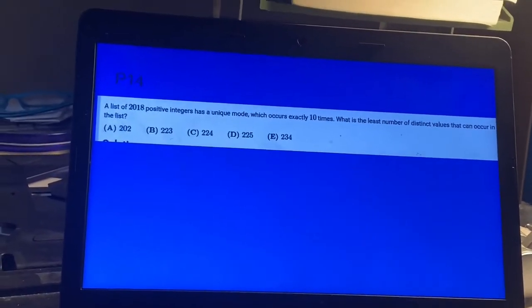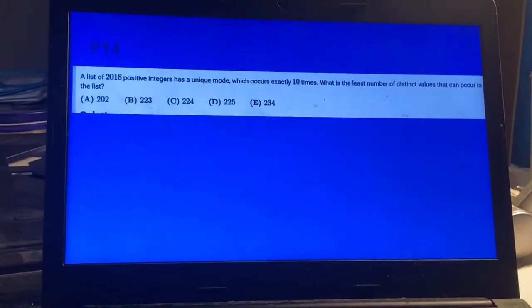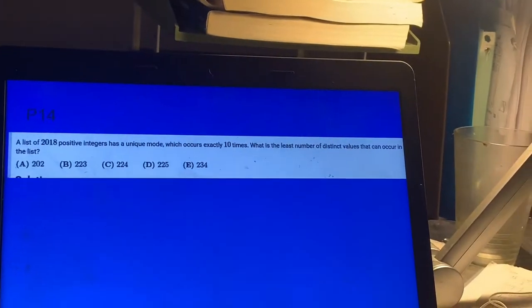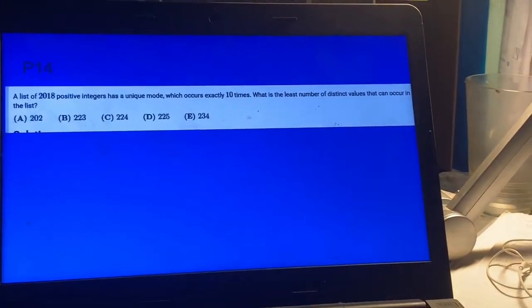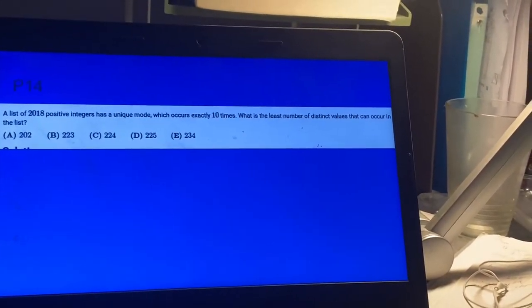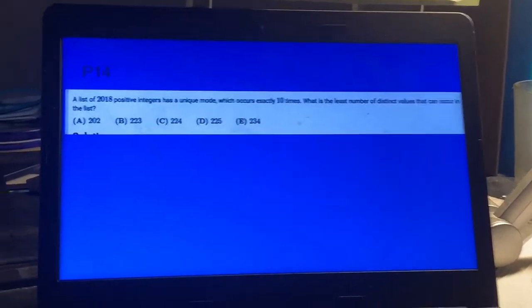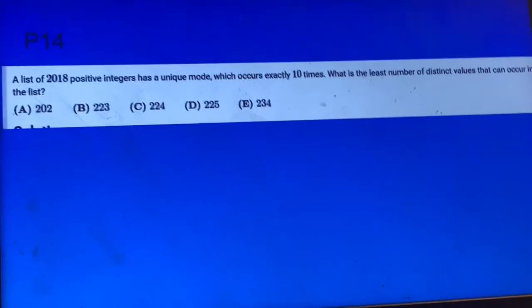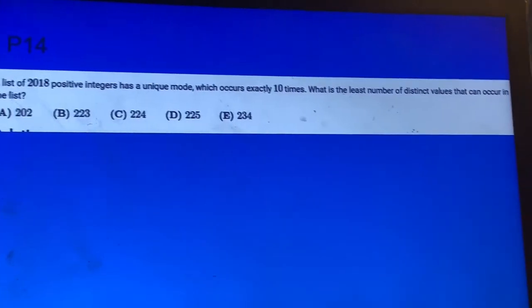Times. The rest of them have 9 times. Repeat again. There are 223 groups of numbers that occur 9 times. One number occurs 1 time, and the last number occurs 10 times. So it's 225.